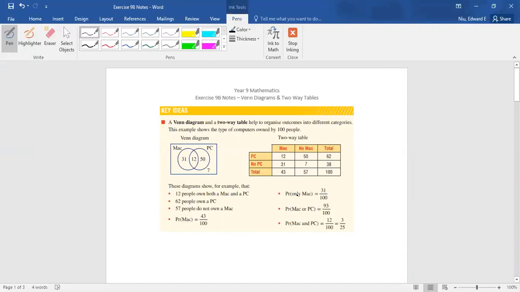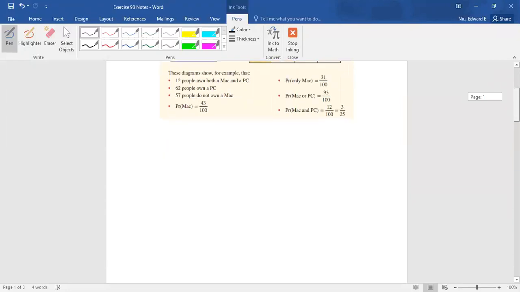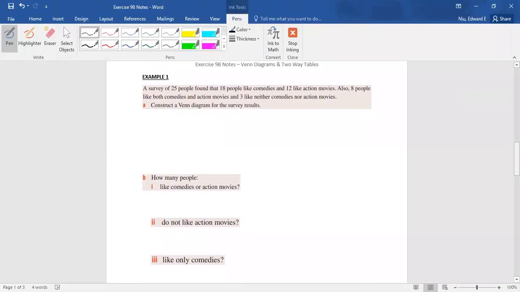We're going to take a look at how to construct one of these in the second example, but for now, just know that the Venn diagram and the two-way table are just an easier way for us to see all the outcomes and possibilities. So let's put this to an example. Let's say we've got a survey of 25 people. Now, it's really important that we underline key information here. 25 is important later on, as I'll go on to explain.